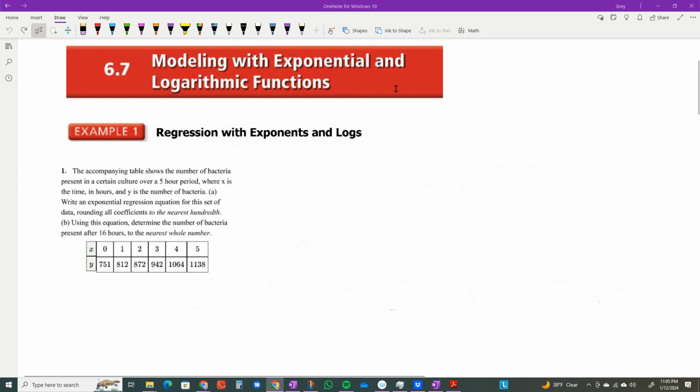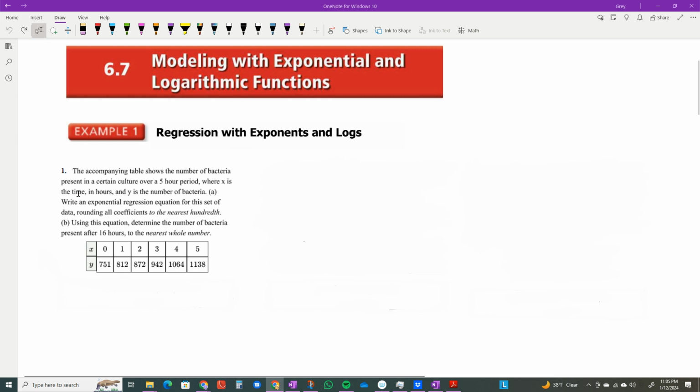This is the last section for our chapter test on exponents and logarithms. So the first part, I'm going to talk about regression with exponents and logs. You know how to use this in Delta Math, but I just want to quickly go over how to do it with exponents and logs.